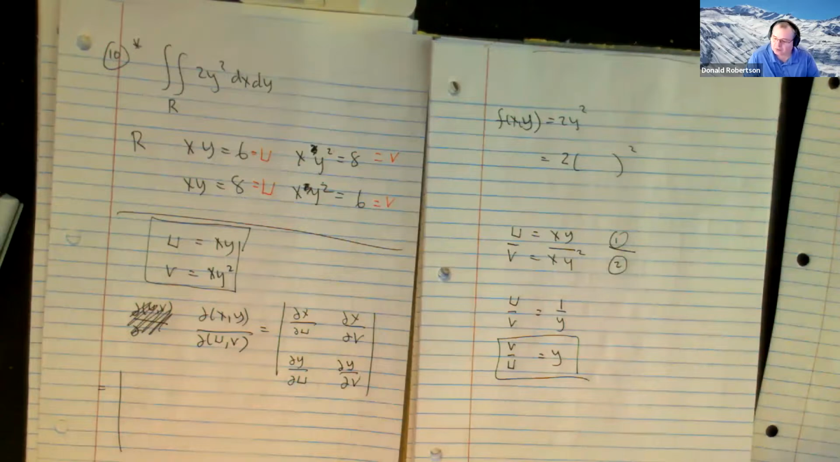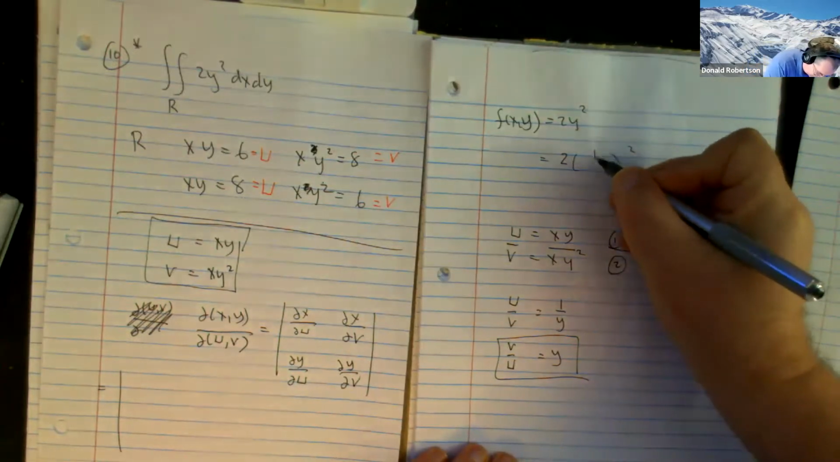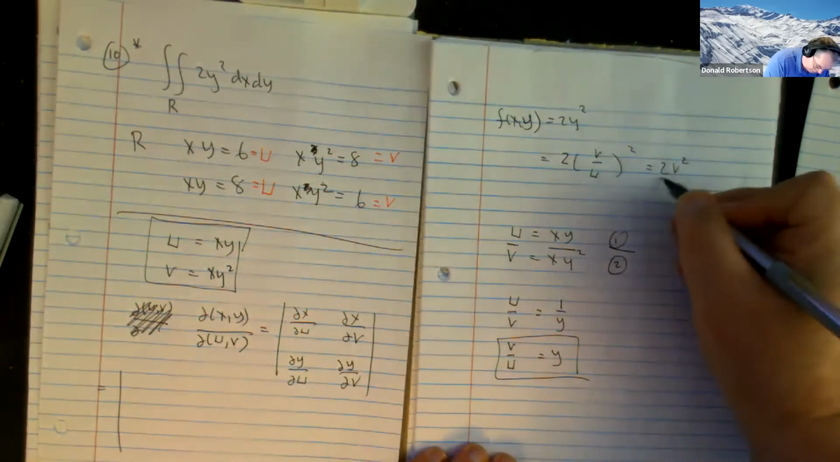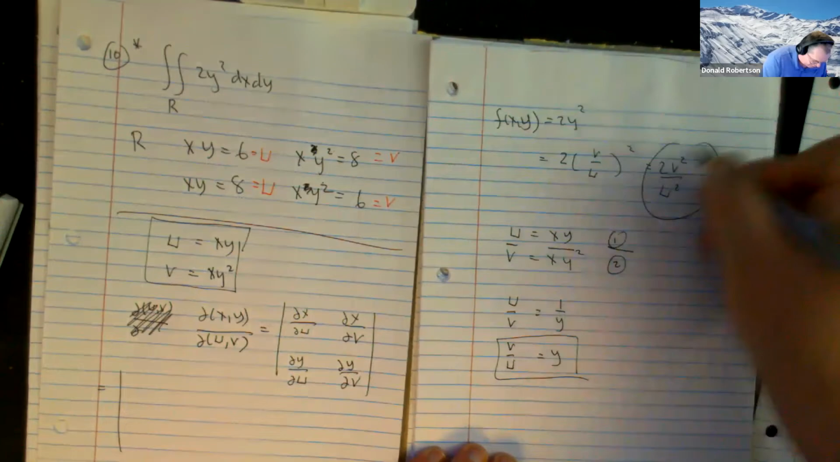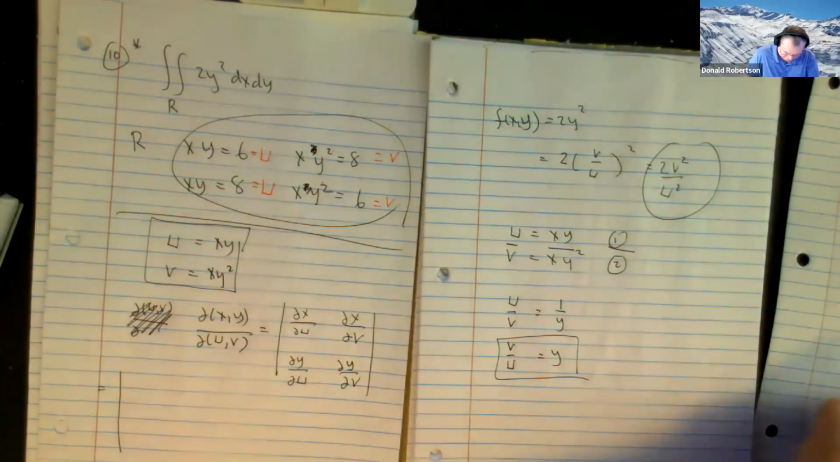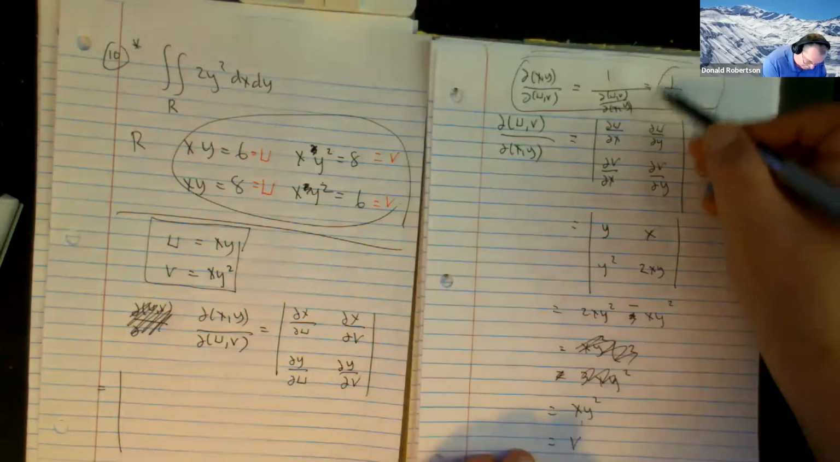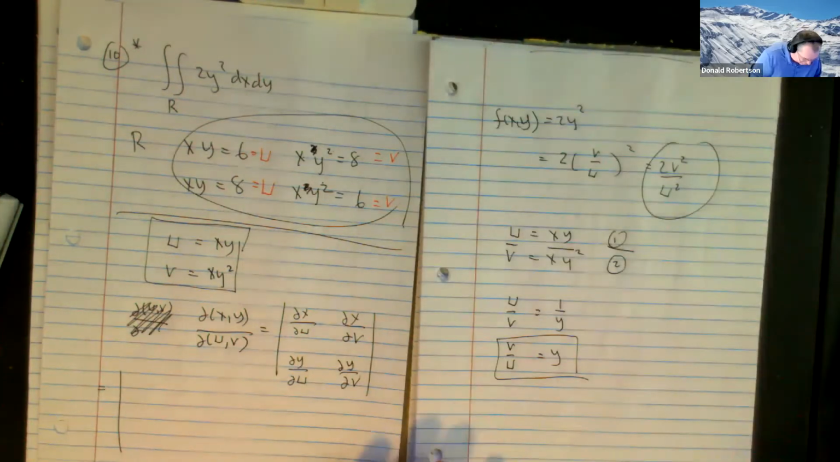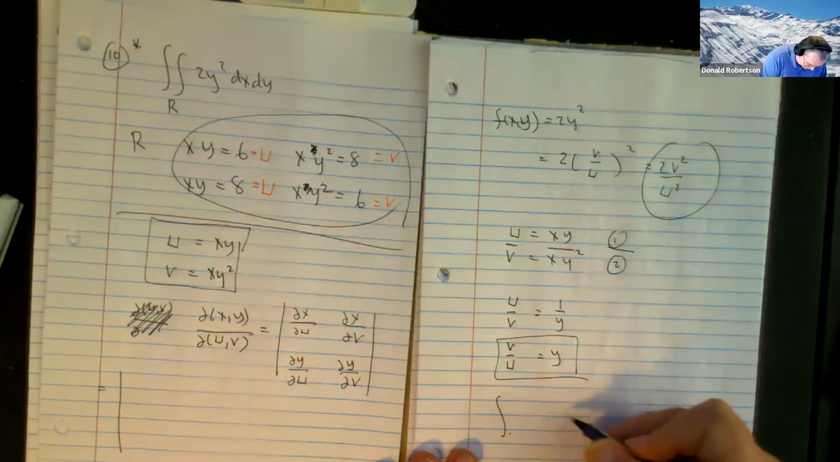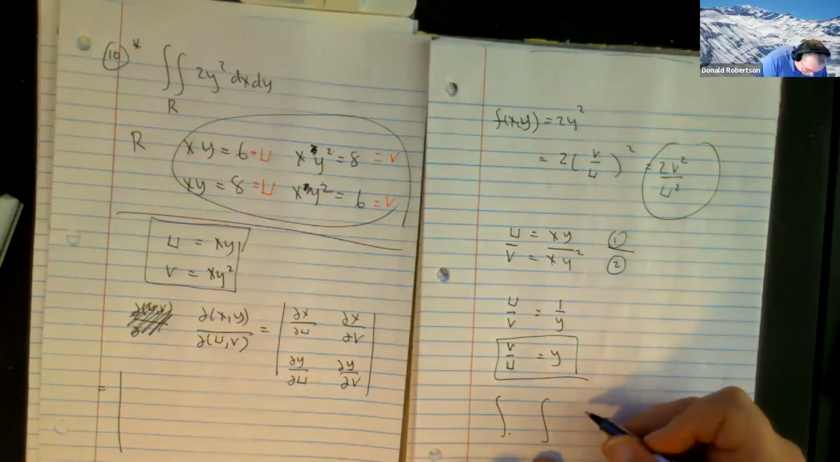Would you agree I now have y in terms of u and v? So this guy now becomes that guy, which becomes that guy. So I've got the function, I've got the limits of integration, I've got the Jacobian. You put the package together and you're finished. So, let's figure out what the function is.